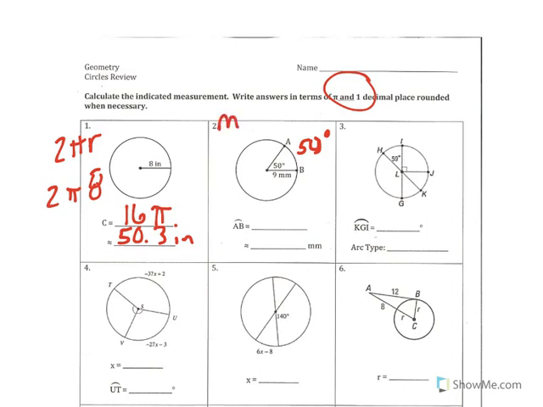Measure of the arc divided by 360 times the circumference of a circle. So we know the measure of our arc, which is 50, divided by 360, times, and we have 2 pi 9. If you remember, in the instructions it says write one answer in terms of pi, so we'll just take 50 divided by 360 times 2 times 9.